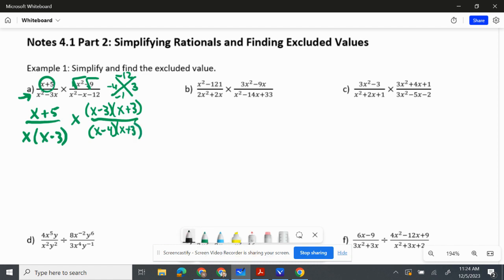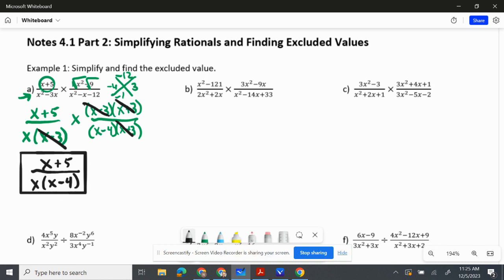Now what we're going to do is cancel. And so we see the x plus 3's cancel, x minus 3's cancel. And so our answer is x plus 5. And then in the denominator, we have an x and then an x minus 4.